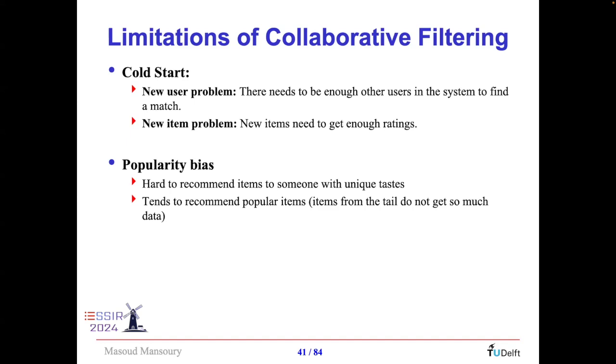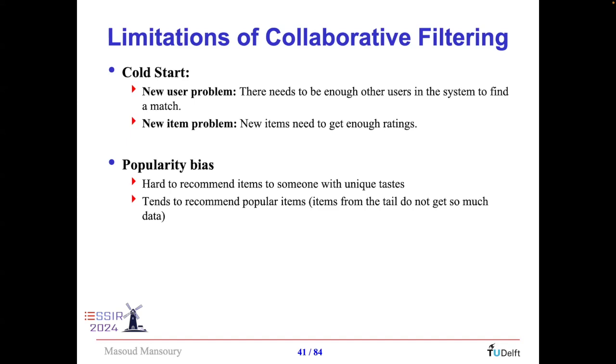The second problem is popularity bias. I think you would have a presentation in other sessions about fairness and bias in recommender systems. Maybe you would see more about it, but popularity bias refers to the fact that certain items are interacted with a lot. Those are popular items. Certain items are interacted with less or maybe rarely by the users. Those are unpopular items.